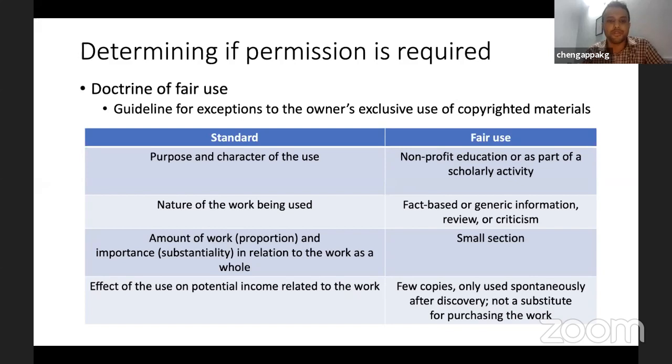Then the nature of the work being used. If it is fact-based or generic information or a review or criticism, like now in the COVID era. Somebody says that this drug has been working in COVID, and all the newspapers publish it the next day. Are the newspapers violating the copyrights of the author? No, they are not. It is fact-based and very generic information. They are not trying to reproduce it for financial gain. Then the amount of work that is used. If it is a very small part of the work, usually it is overlooked by publishers. And the effect of the use on potential income related to the work.